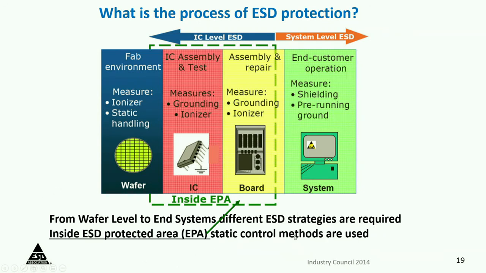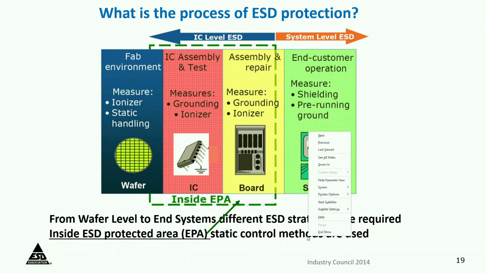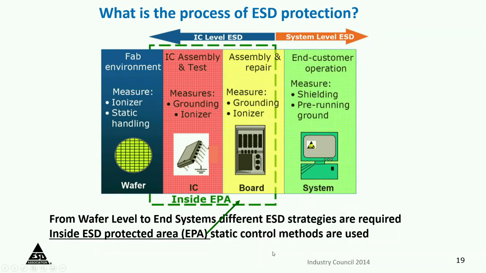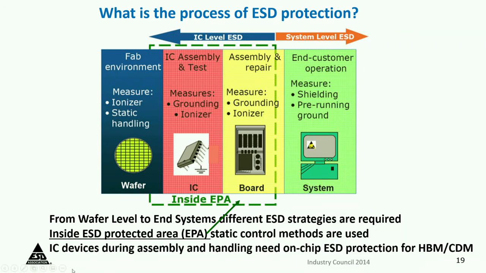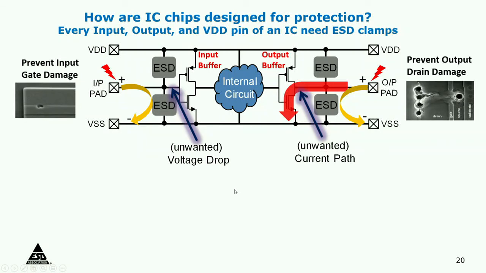Inside protected areas, static control methods are used. The same methods are used all over the world. IC devices during assembly and handling need protection. So although you do that, and a few hundred or 1,000 volts is done here, you still need protection because people are going to handle these devices in production areas. So now we're going to talk about how you protect those IC pins, because any pin that is external to the package is a pin that needs protection.